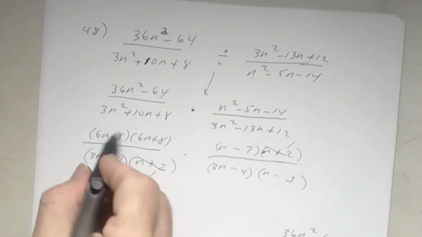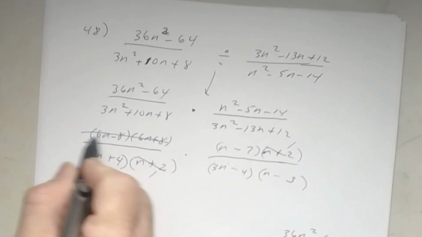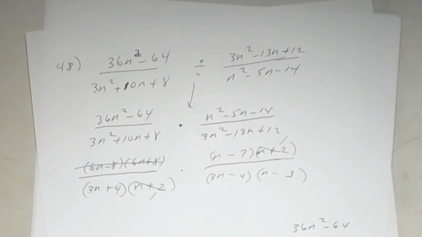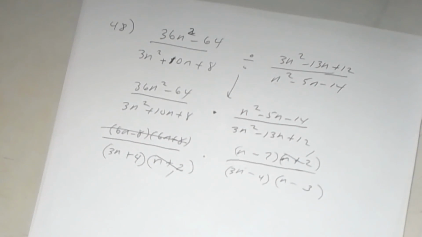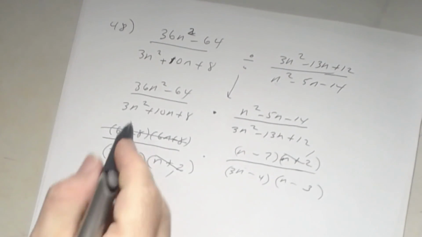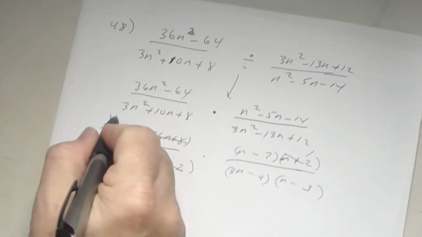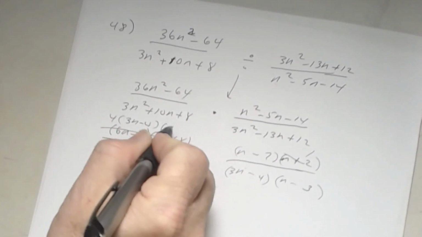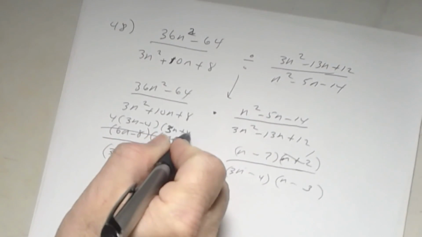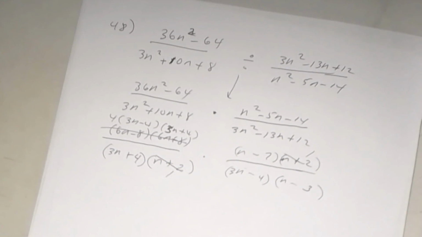That's what you should have written right here. I'm crossing this out, and it should have been this. So notice what happens when you don't factor completely. That should have been 4 times 3n minus 4 times 3n plus 4. That's what that should have been. You might want to rewrite everything so that it's neater. You could.